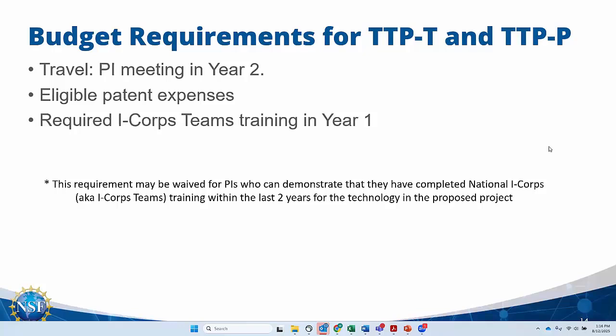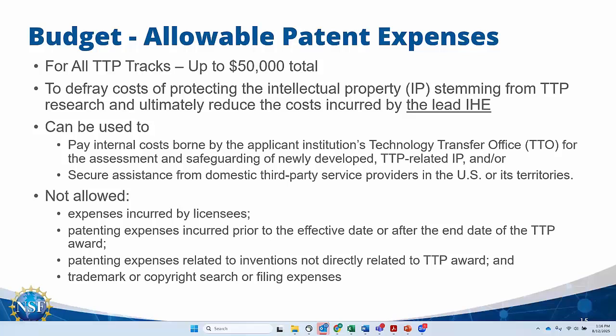A little bit more on the patenting expenses. This is meant to defray the cost of IP protection, and the lead institution of higher education that's applying for TTP can put that money in their budget, which can be used for a bunch of things: to pay for the tech transfer office folks' time to do the assessment, to do whatever they do in their own due diligence, and to pay the fee for patenting expenses, and that can be third party as well.